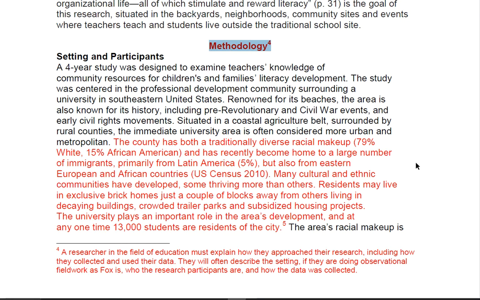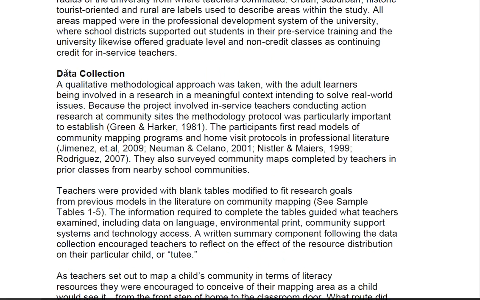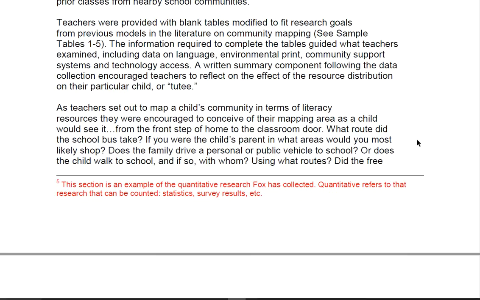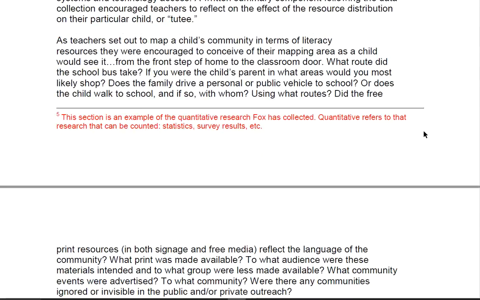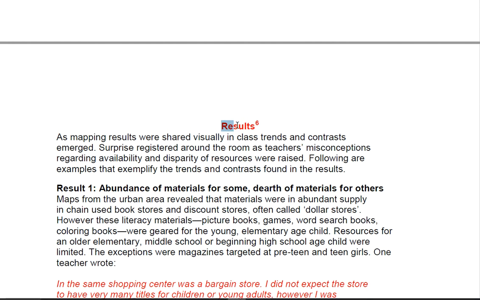So if they're going to be out in the field doing field work, like this particular study, they'll also describe the setting and the people that they're going to be working with. And this section is on the data collection itself, how the person went about gathering information.